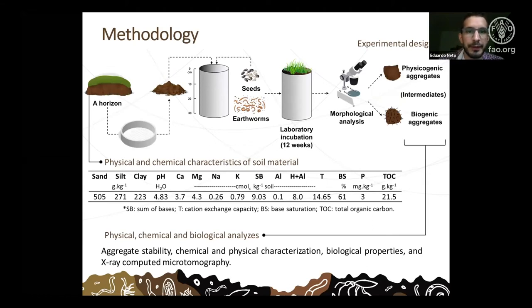So how does it work? The experiment consisted of a 12-week laboratory soil incubation with macrofauna, Oligochaeta, and grass vegetation, Brachiaria decumbens. Soil samples were collected from the surface layer of an Inceptisol. Here in Table 1, we have the physical and chemical characteristics of the soil material. Samples were air dried, ground, and sieved through a 2 millimeter sieve. The soil material was positioned inside plastic tubes, 36 earthworms were added to each cylinder, plus 8 grams of Brachiaria decumbens seeds.